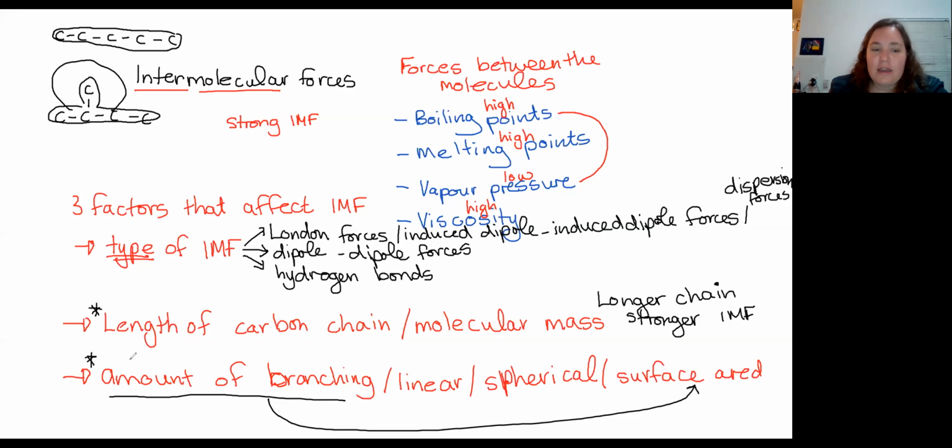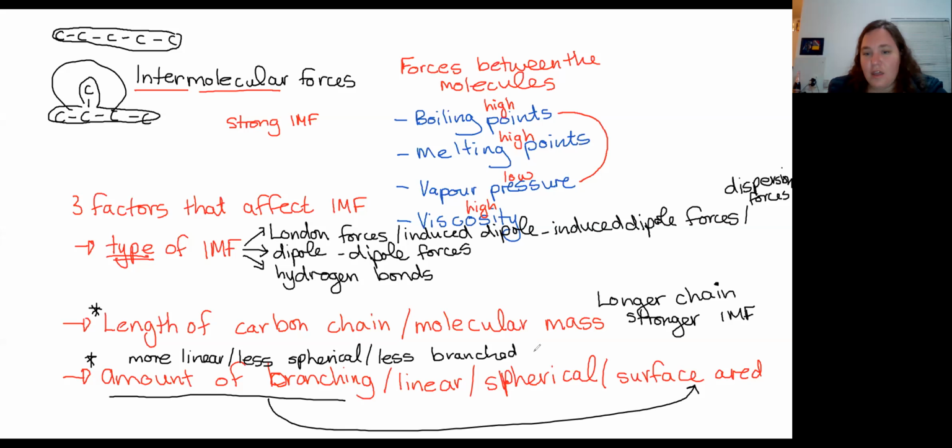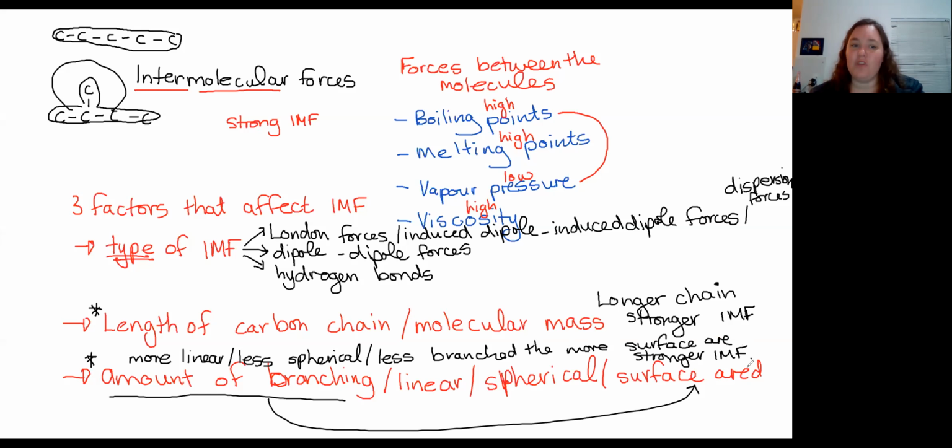So my rule here is that the more linear it is, the less spherical, the less branched, the more surface area it has, and the more surface area it has, the stronger the intermolecular forces. Okay, so that's the idea I want you to have in your head when you're looking at these things: to just always imagine that that's how everything links together.